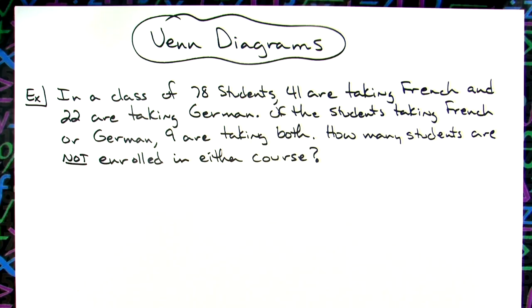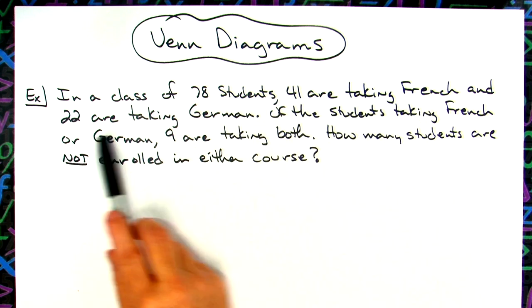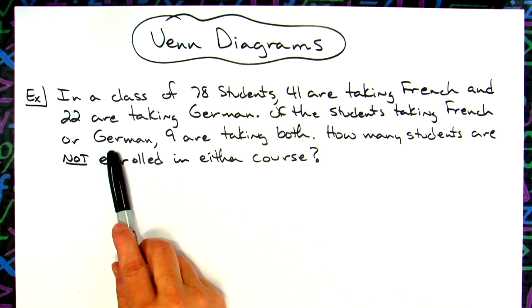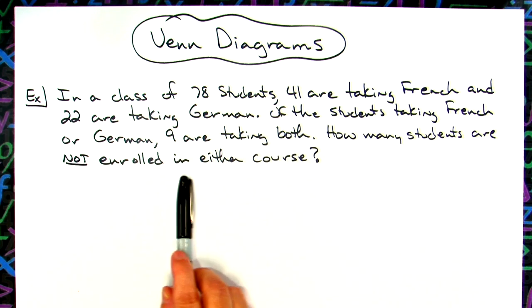In this video, we're going to take a look at how you can implement Venn diagrams to answer a type of story problem like this. We've got in a class of 78 students, 41 are taking French, 22 are taking German. Of the students taking French or German, 9 are taking both. How many students are not enrolled in either course?